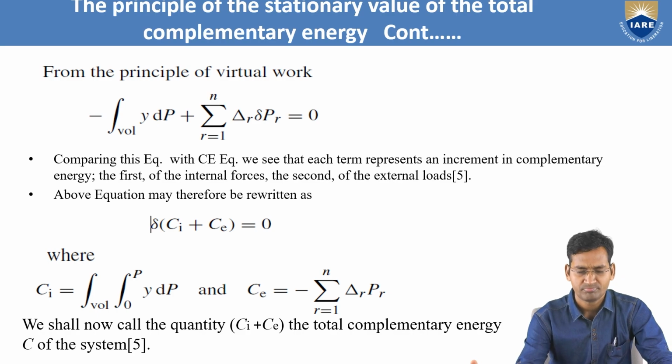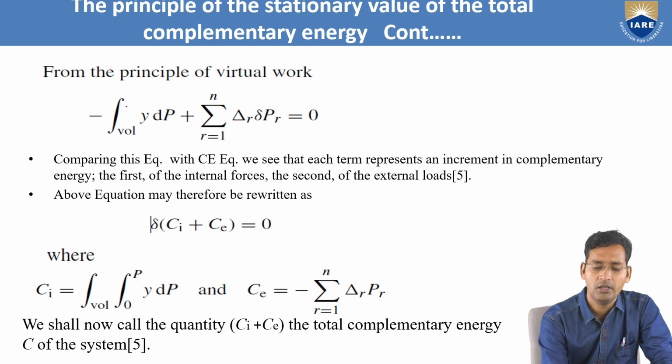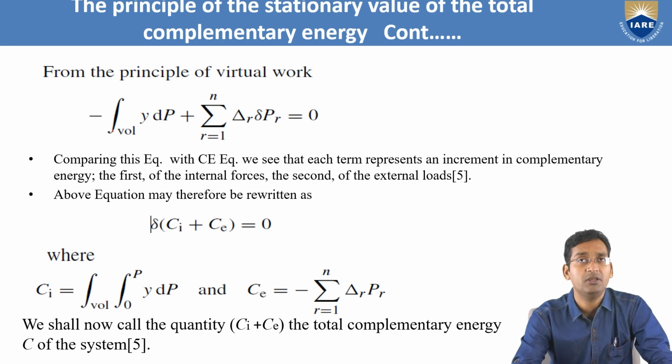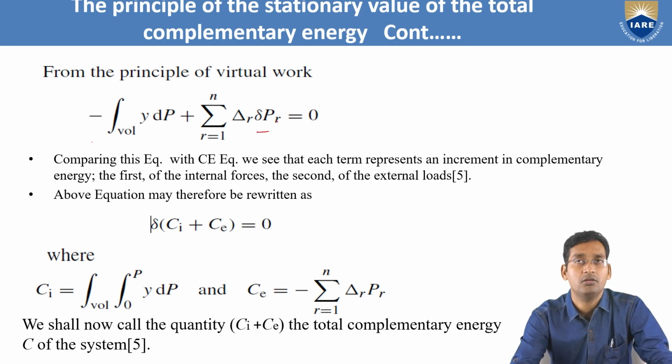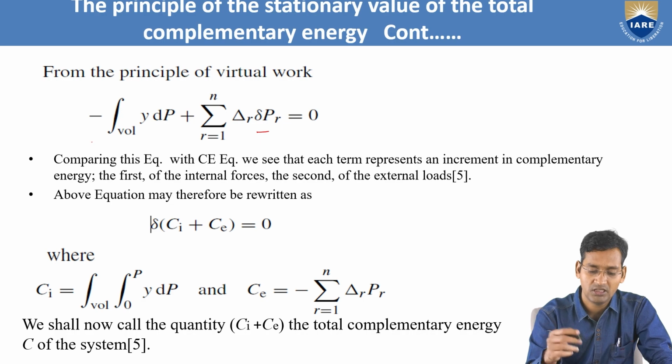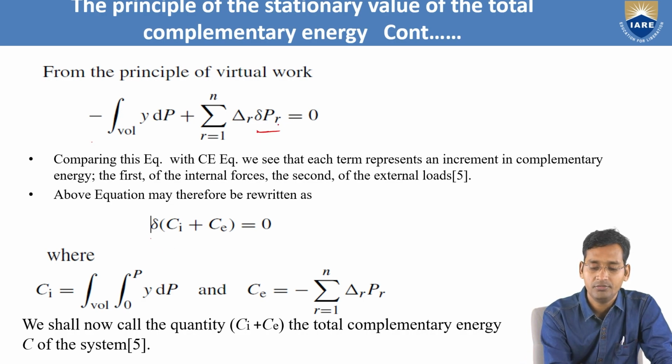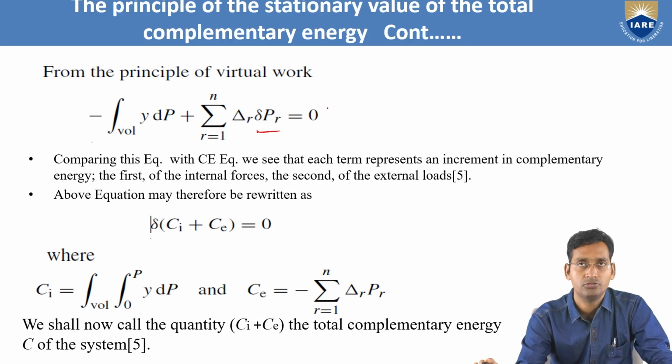Now again, from the principle of virtual work, we already saw this equation: integral of y dp over the volume, that is the virtual negative work, plus this term because of the PR, the sum over R = 1 to n of delta R ∂PR, should be equal to 0. Now compare that equation, and similarly, comparing this equation, that equals 0.